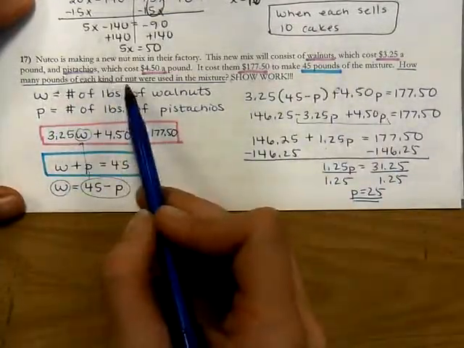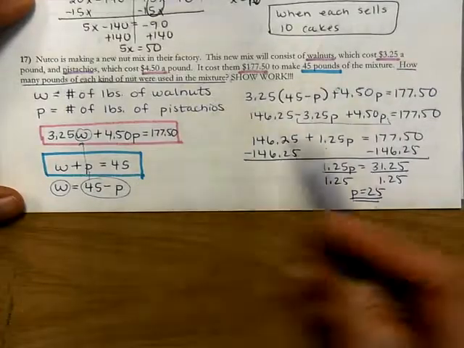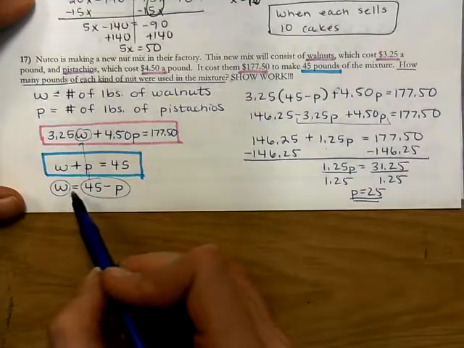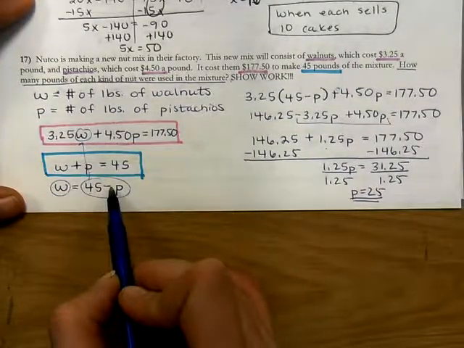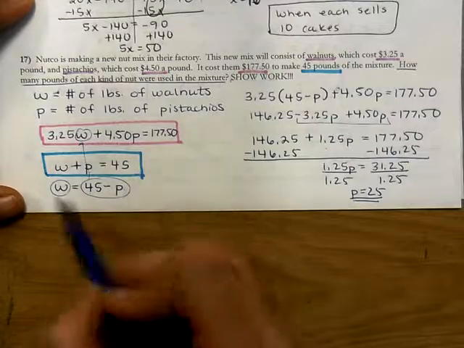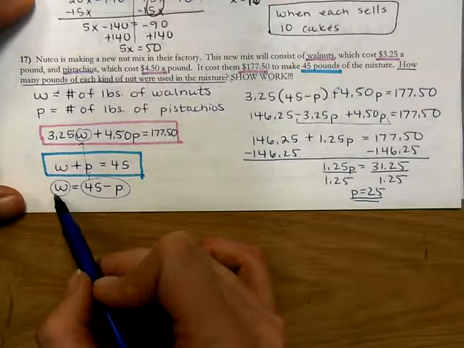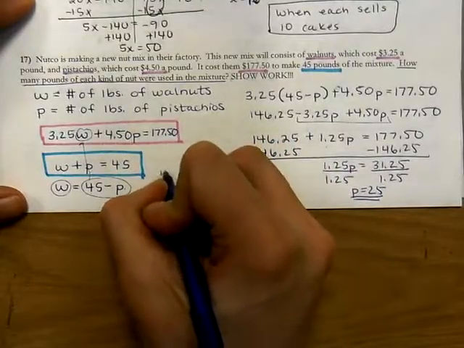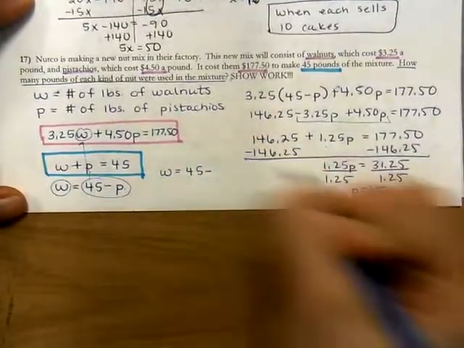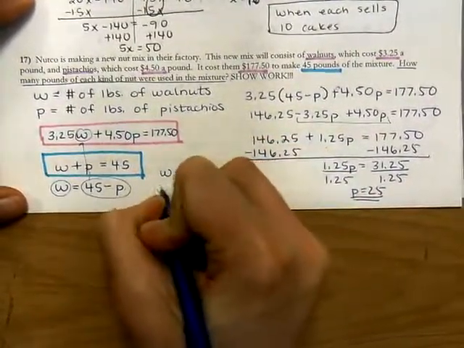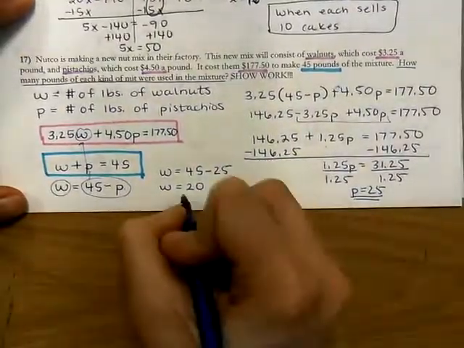The question asks how many pounds of each nut there were, though, so I also have to figure out how many pounds of walnuts. Now the walnuts, I can just take 45 minus the 25. If there's a total of 45, then I must have 20 pounds of walnuts, and you can substitute in the equation if you'd like. So 45 minus 25 gives me that W is 20.